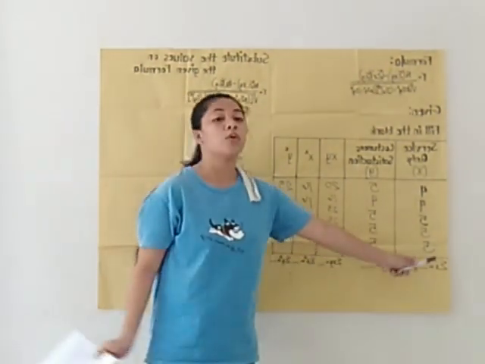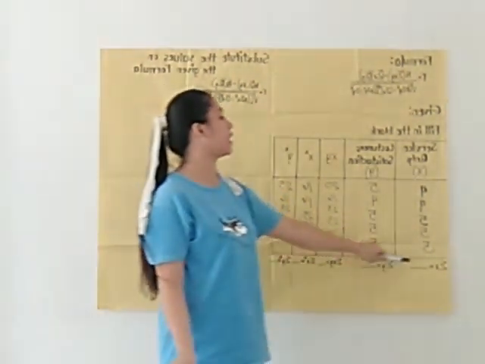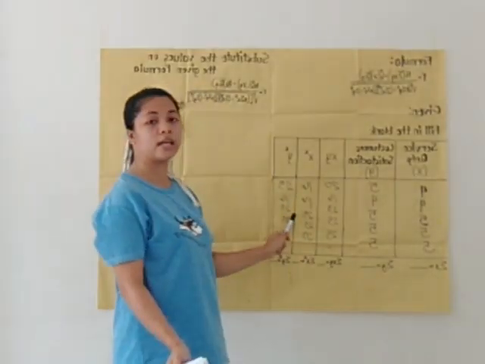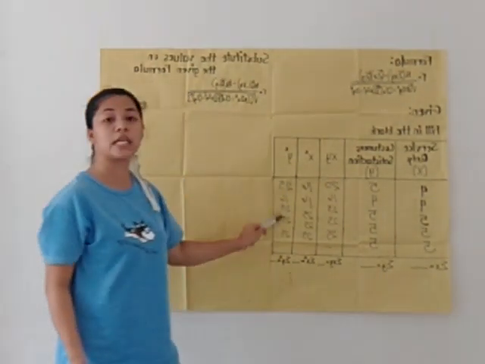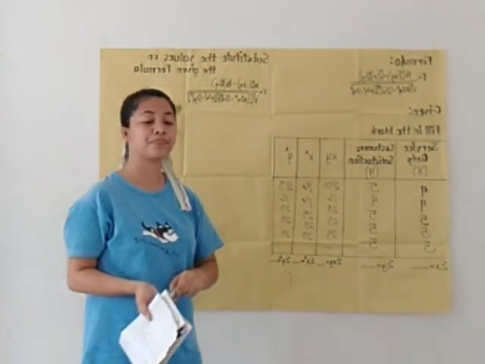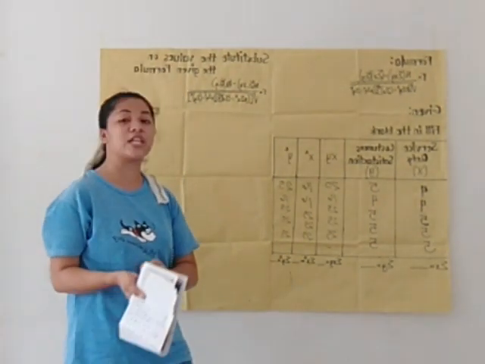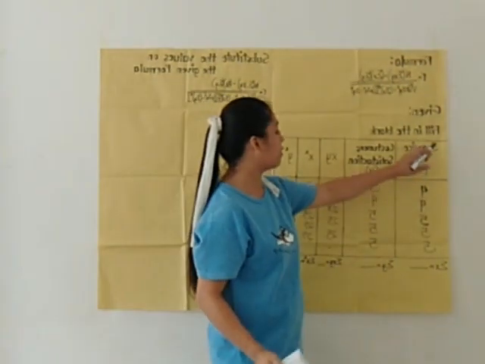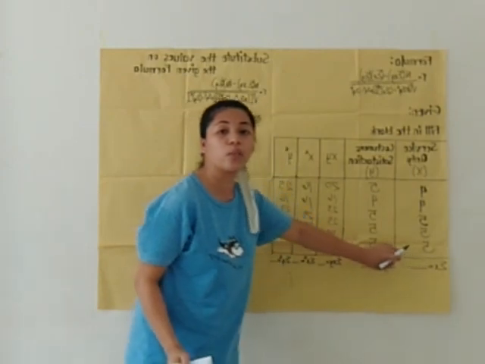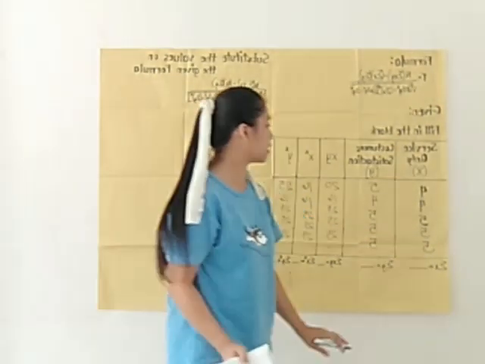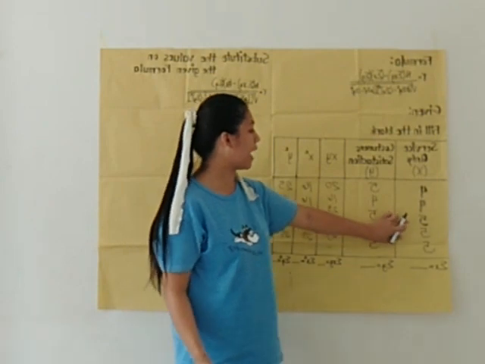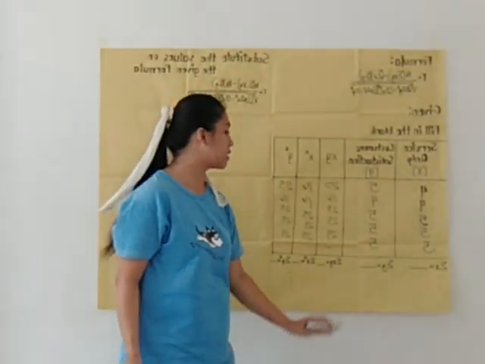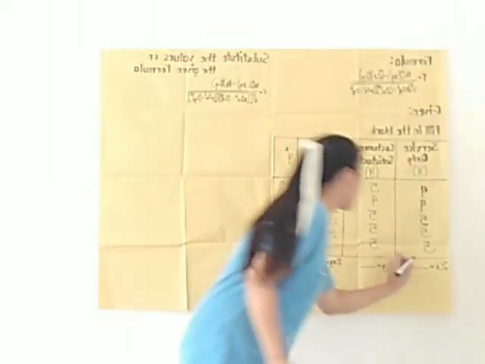As you can see, we already have all the values in the table. So we proceed now to get the summation of x. How do we get the summation of x? The only thing we need to do is add all these numbers. 4 plus 4 is 8, plus 5 is 13, plus 5 is 18, plus 5 is 23. So our summation of x is 23.